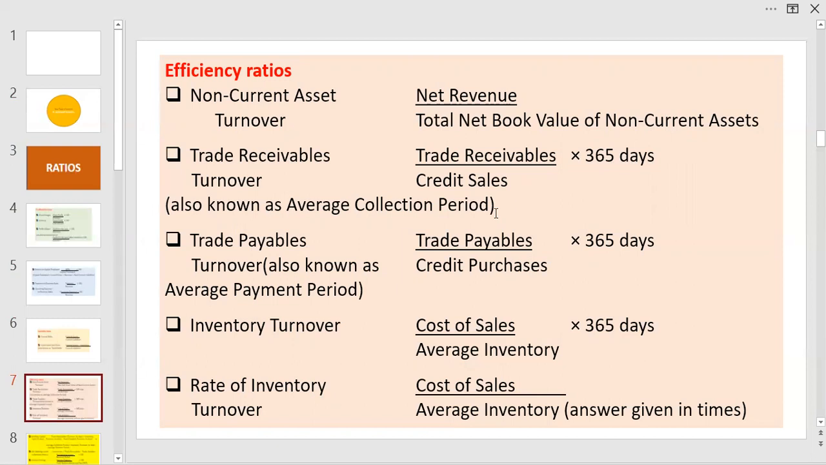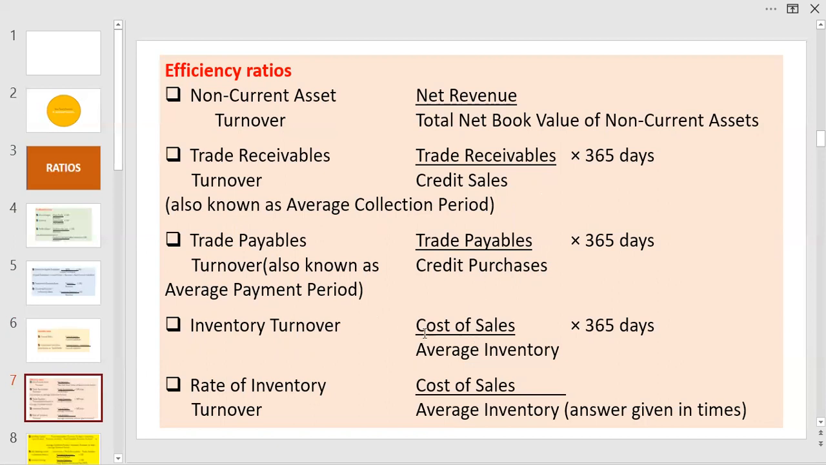Trade receivables to turnover, here only the credit sales will be taken into account. If the ratio is multiplied by 365 days in the year, it will become average collection period. Similarly, trade payable will refer only to credit purchases divided by turnover. In case if it is multiplied by 365 days, it will give the payment period.